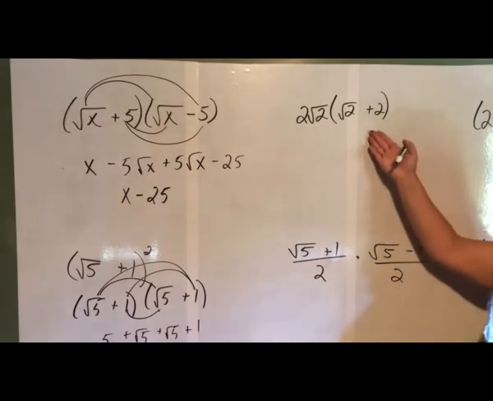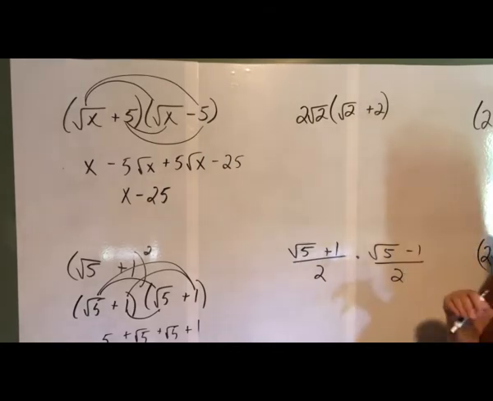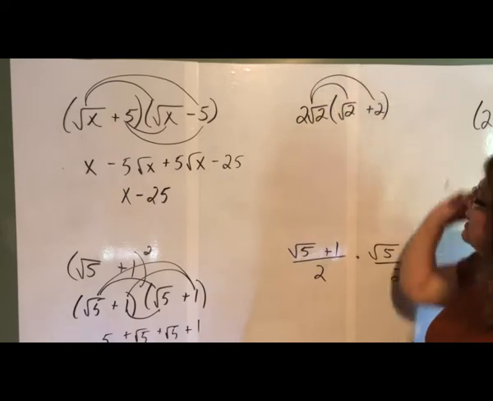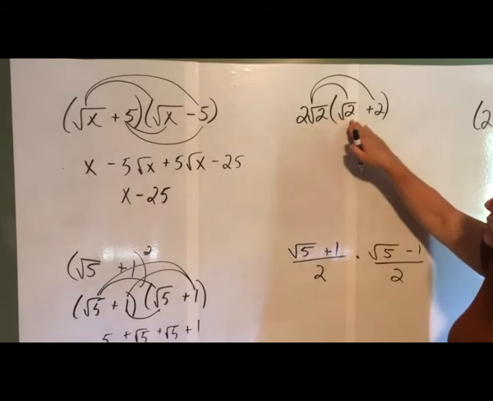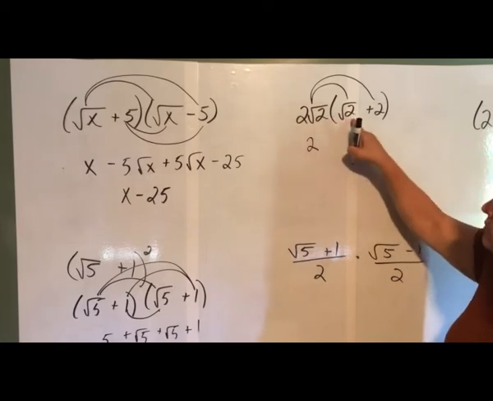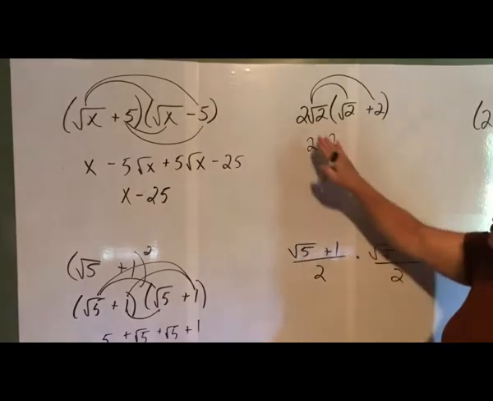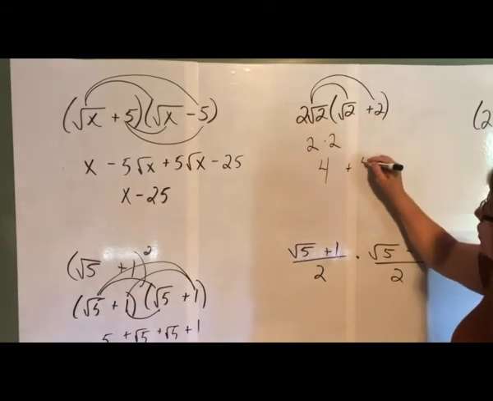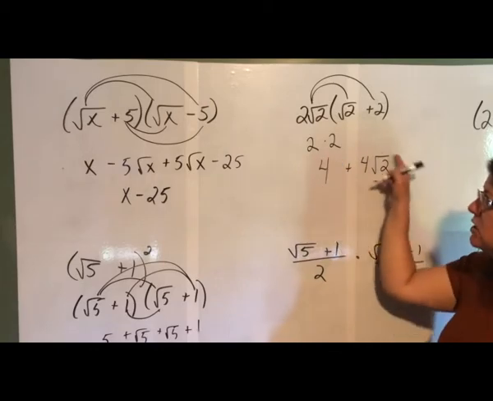Looking at this one, I have a monomial times a binomial. For that, that's just the distributive property. So I'm going to multiply the term on the outside by each term on the inside. Well, 2 square root of 2 times square root of 2. Well, the 2 times 1 is 2. Square root of 2 times square root of 2 is 2. So that ends up being 4. And then 2 square root of 2 times 2 is 4 square root of 2. Those are not like terms. That's all I can do. That would be my answer.